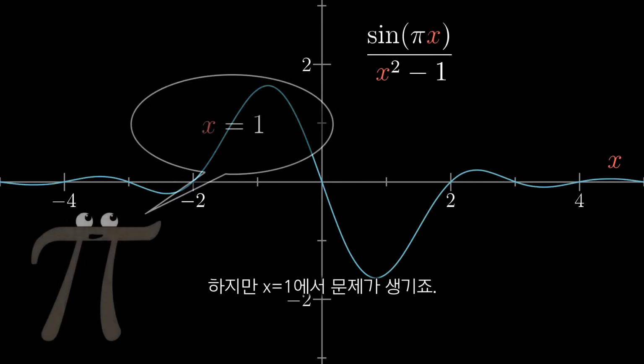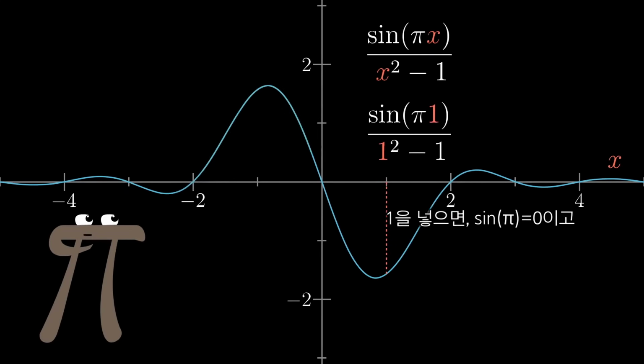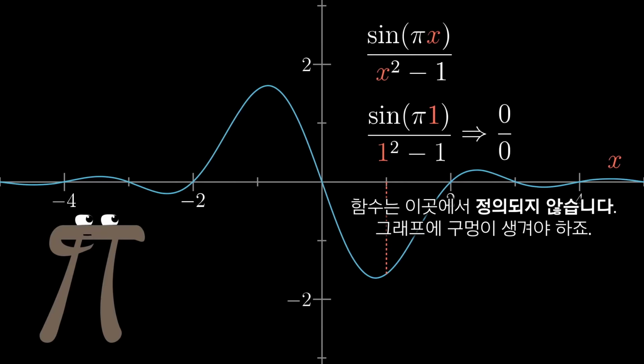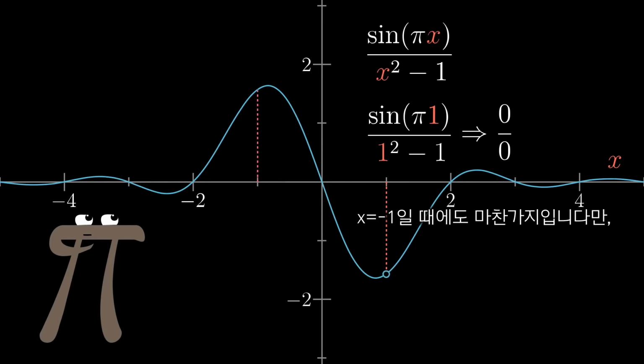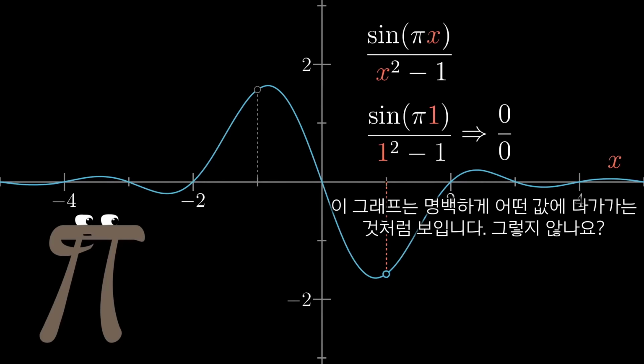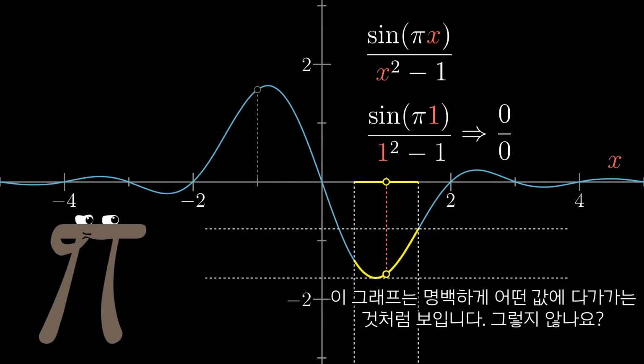But there's a problematic value at x equals 1. When you plug that in, sine of pi is, well, 0, and the denominator also comes out to 0. So the function is actually not defined at that input, and the graph should really have a hole there. This also happens, by the way, at x equals -1, but let's just focus our attention on a single one of these holes for now. The graph certainly does seem to approach a distinct value at that point, wouldn't you say?